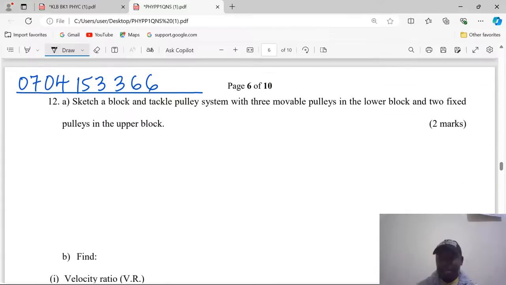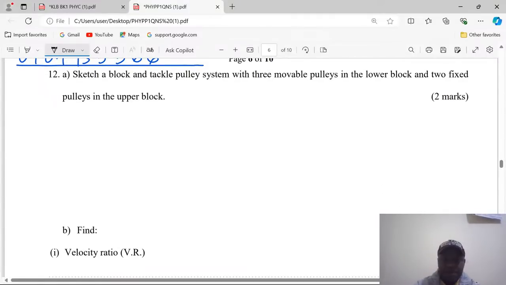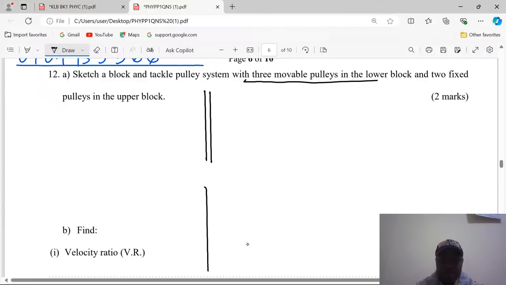Number 12. This is a question which I've tried to show, but we are going to handle it the way it is. So we shall do the question at a point where it will allow us to do it. Sketch a block and tackle pulley system with 3 movable pulleys in the lower block and 2 fixed in the upper block. So the 3 movable are in the lower and the 2 which are fixed are in the upper. So let me start with the 2 pulleys in the upper, then 3 in the lower.